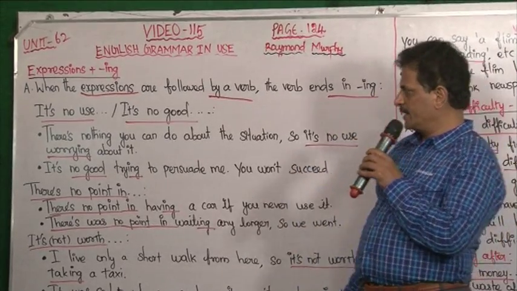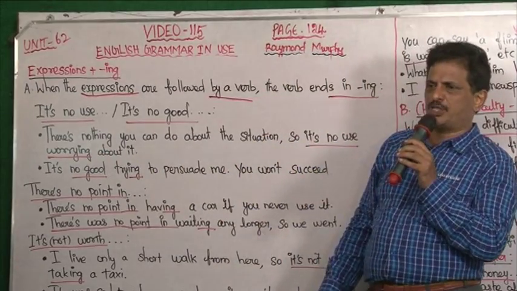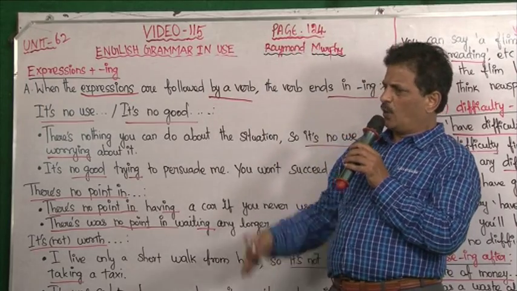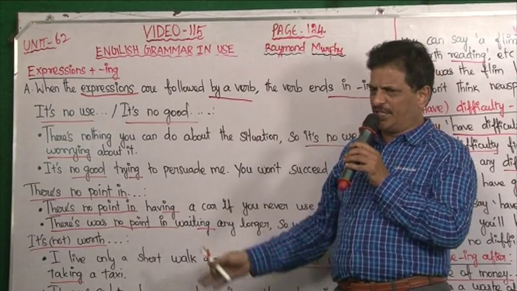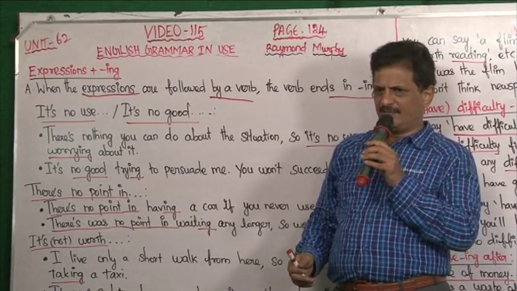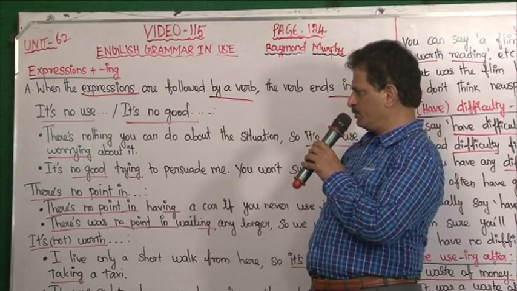You got it, sir? Now, there is no point in. It is an expression. There is no point in thinking about him. There is no point in worrying about something. There is no point in working on this computer. There is no point in learning French. So there is no point in, it is an expression. After this, you have to use verb plus ing.